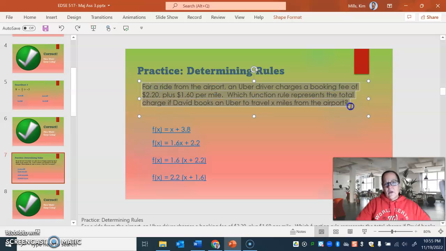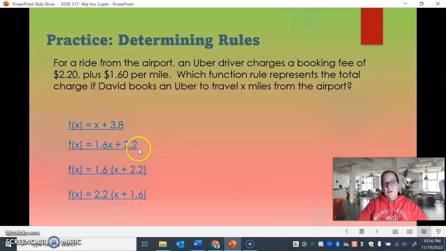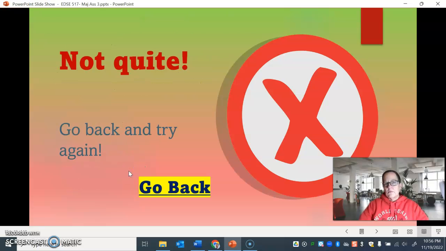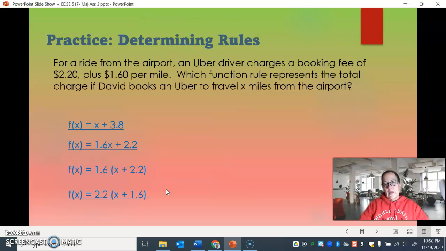within PowerPoint, which is not the most user-friendly text-to-speech format, he can highlight that and play that text. For a ride from the airport, So that allows him to read that and then make his decision on what's his answer. Oh, no, somewhere he didn't do the math right. He can go back and listen to it again over and over in order to understand it.